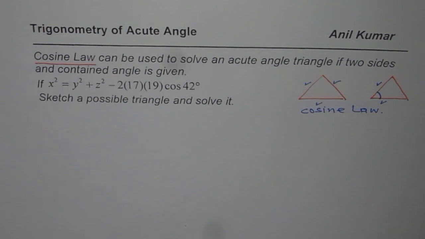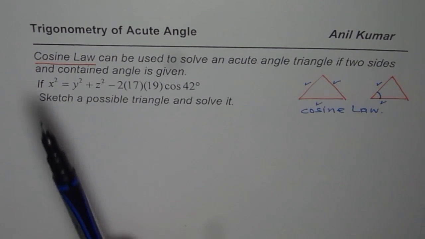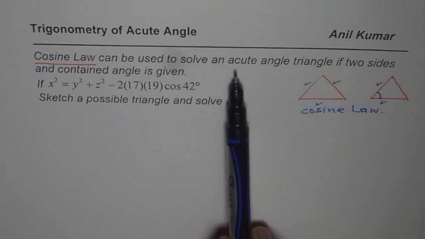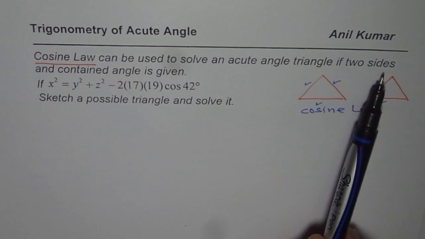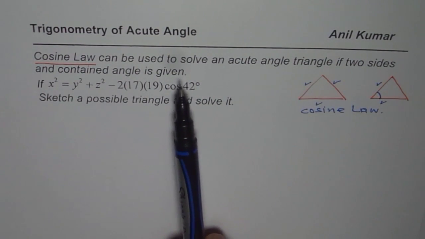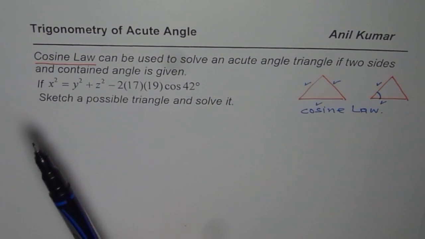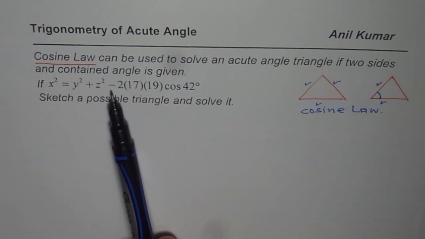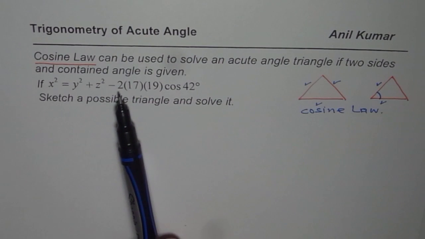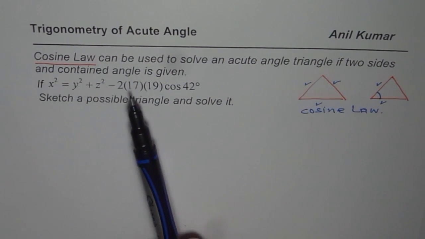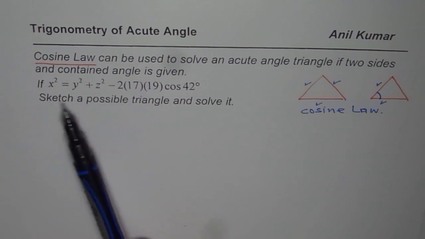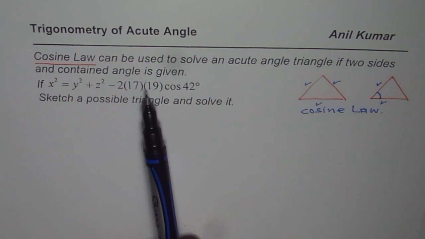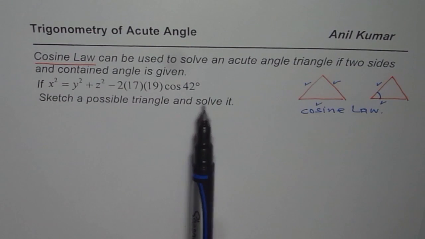Now let's read the question once again. It says, cosine law can be used to solve an acute angle triangle if two sides and contained angle is given, right? That is one condition. This is the second. If x square equals y square plus z square minus 2 times, okay, so there is a typing error here. So I'll correct this. 2 times 17, 19 cos of 42 degrees. Sketch a possible triangle and solve it.